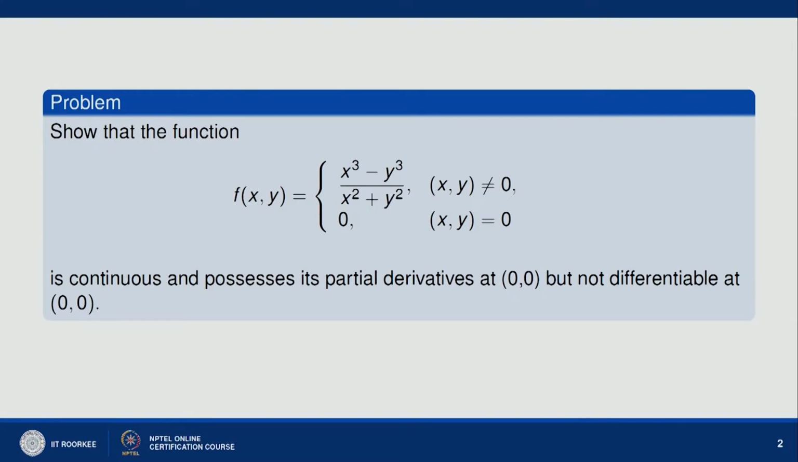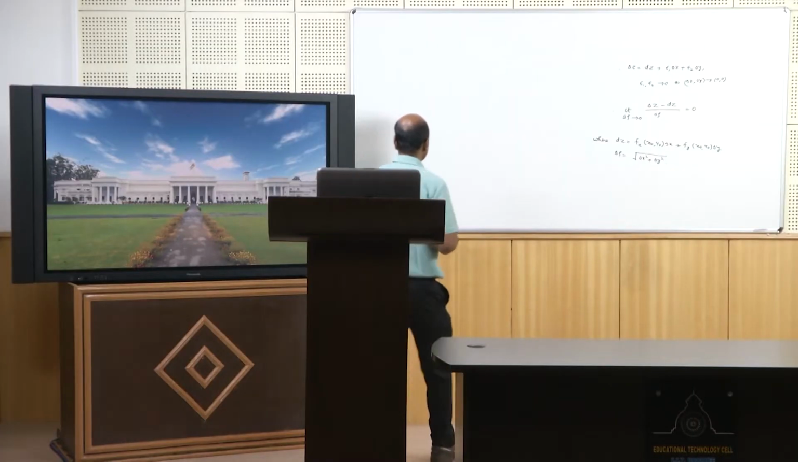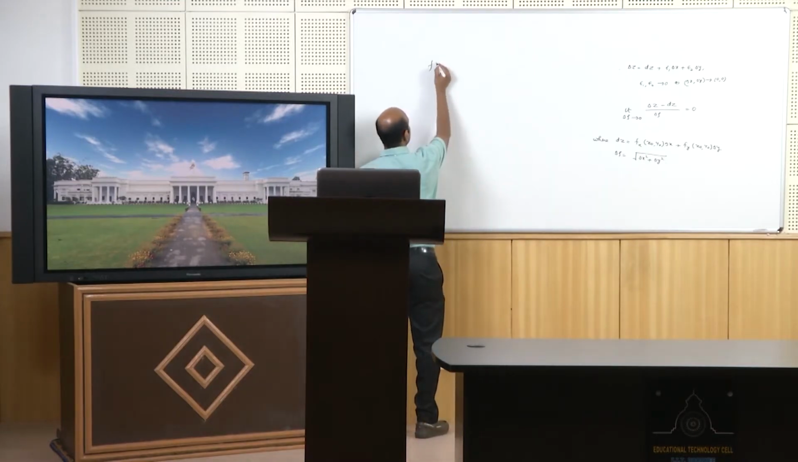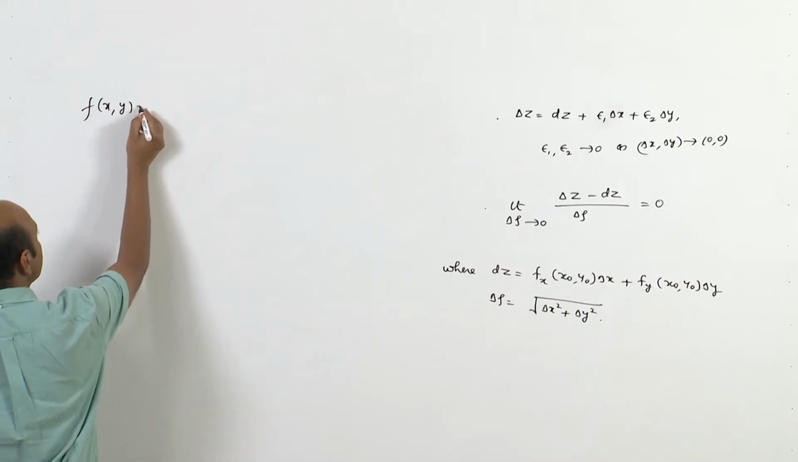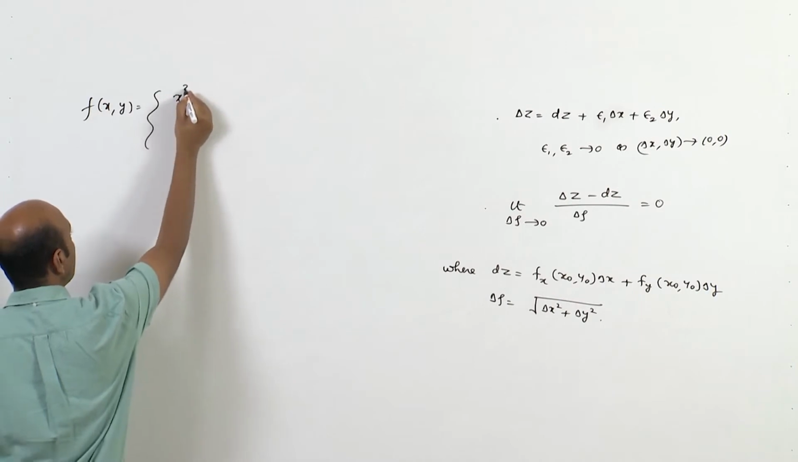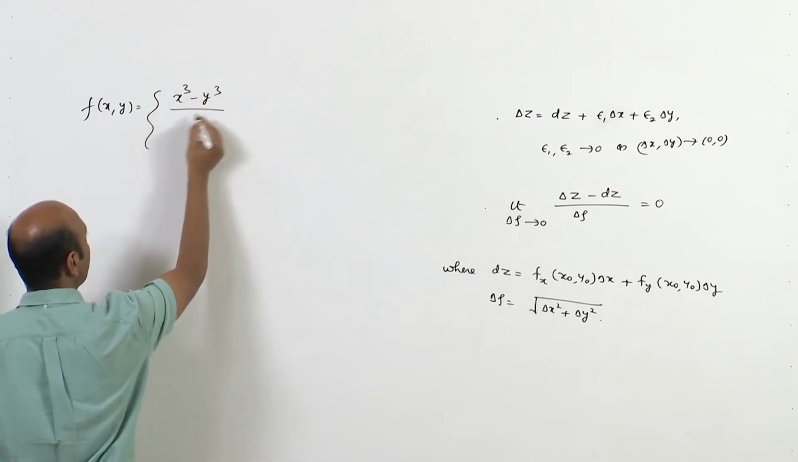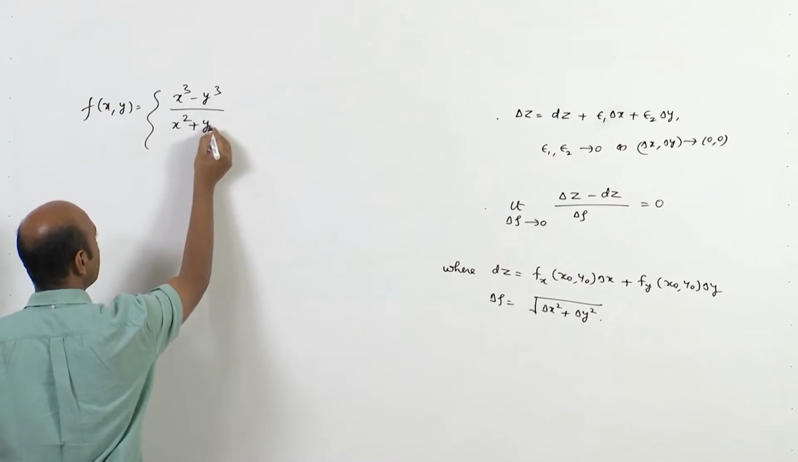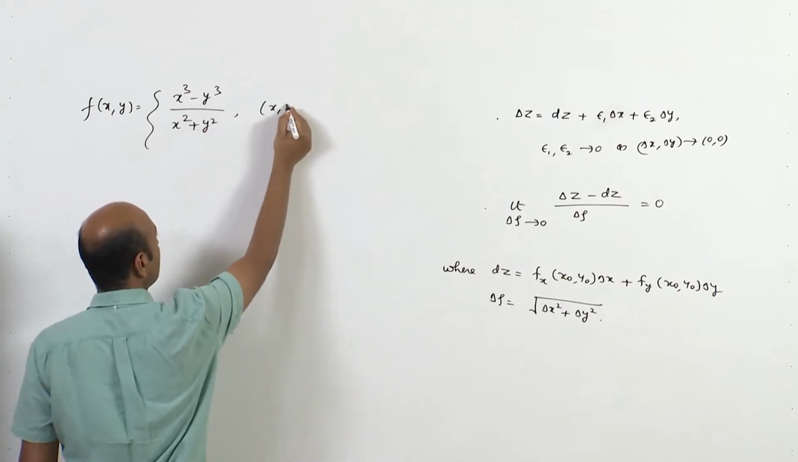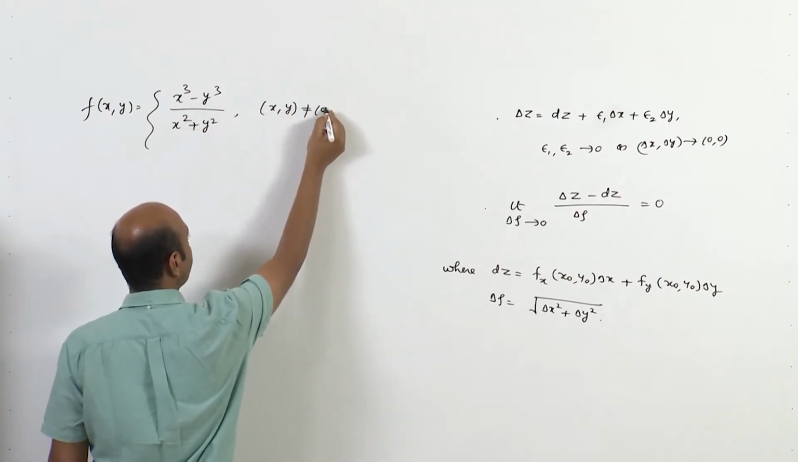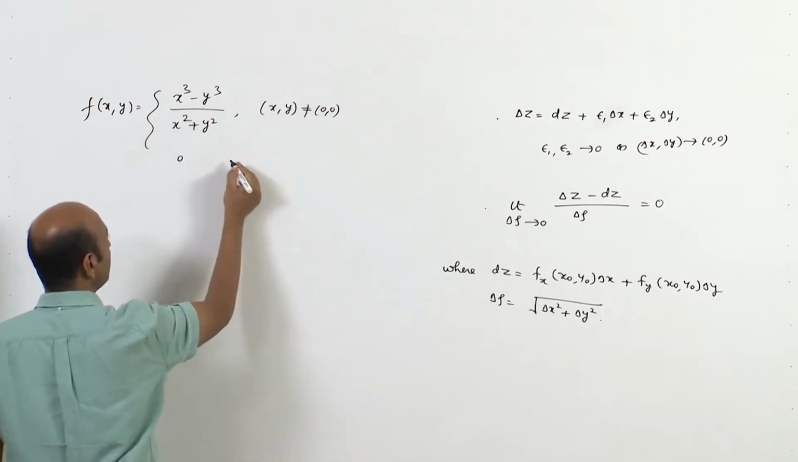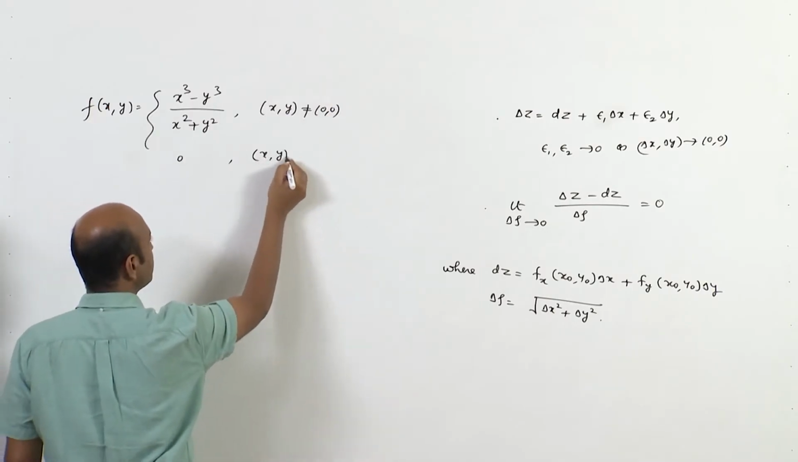Show that this function is continuous, possesses its partial derivatives at (0, 0), but is not differentiable at (0, 0). So, how can we solve this problem? Let us see. f(x, y) is equal to (x cube minus y cube) upon (x square plus y square) for (x, y) not equal to (0, 0), and 0 when (x, y) is equal to (0, 0).